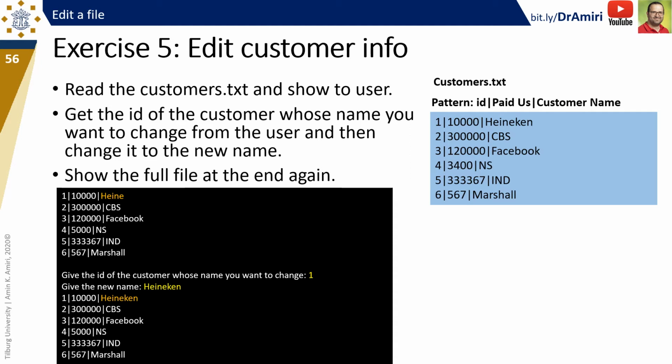So what your code needs to do is to first show the content of the file. In this case, assume that Heineken is not written correctly. It's just Heine, and the user wants to change the name to Heineken. So the application asks for the ID of the customer for which you want to change the name. In this case, the user provided a 1, and then gives the new name. The user provides Heineken, and then afterward you change the file, and then you show the content of the file to the user. So in this case, you see that Heineken is placed there as the name of the first company.